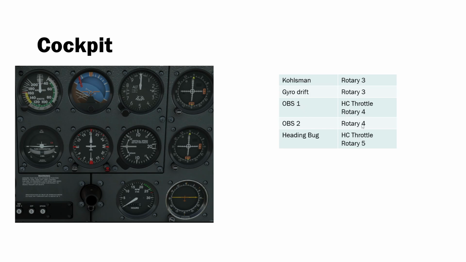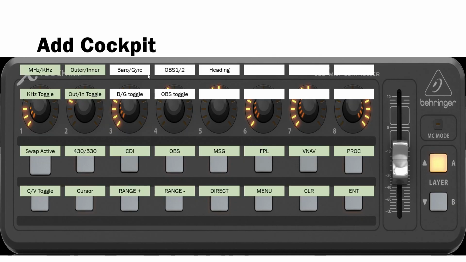So rotary 4 is going to have that, and rotary 5 will have the heading bug, so that we can move this bug around. So add the cockpit to it. That's the barometer gyro with the toggle pressing on the end of that. OBS 1 and 2 toggled with that, and heading is just this one here.